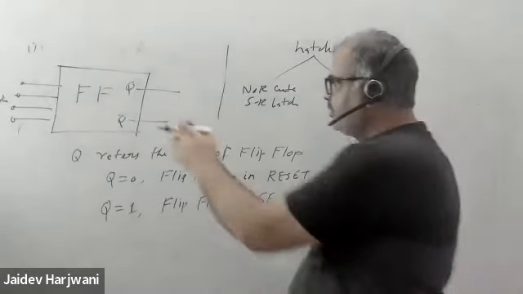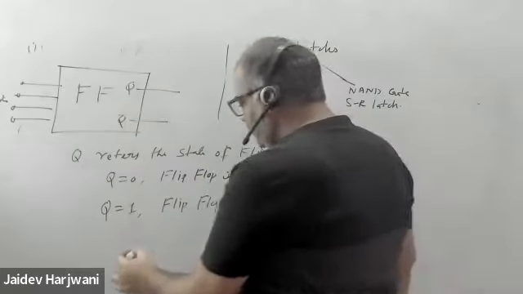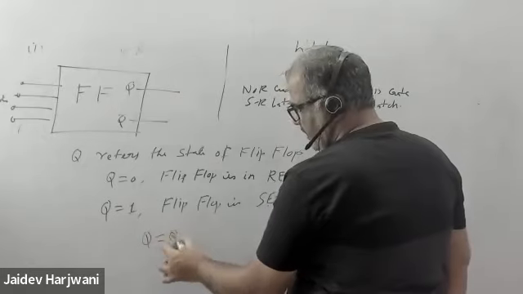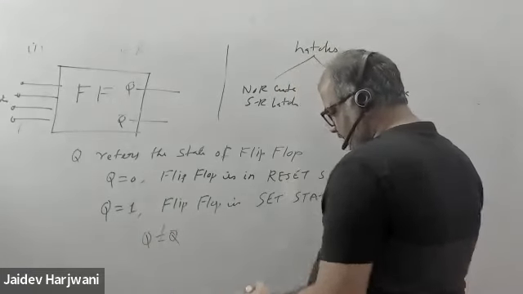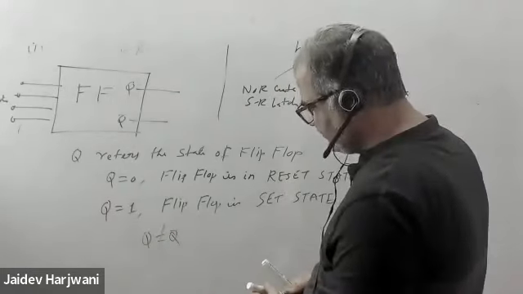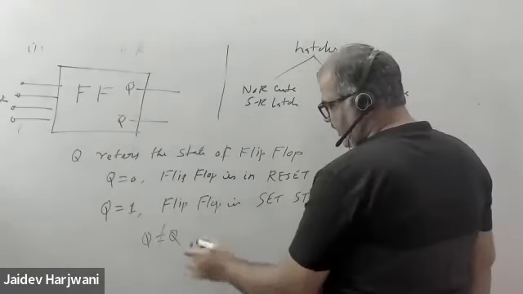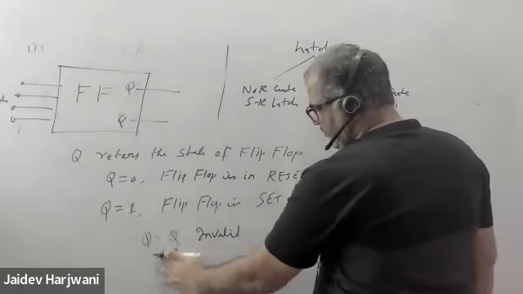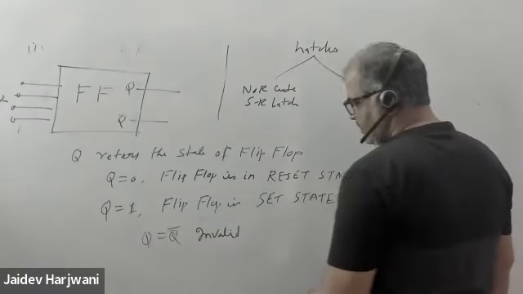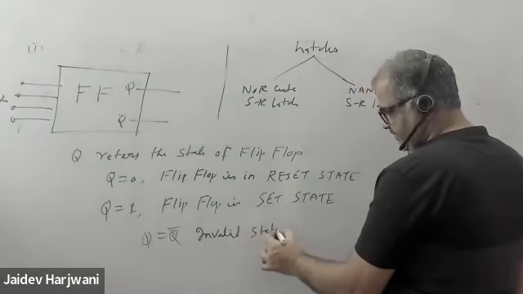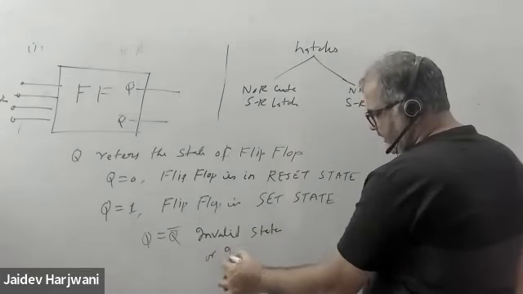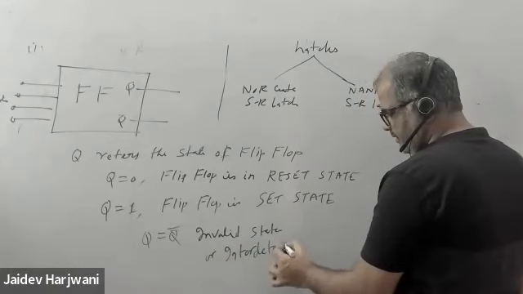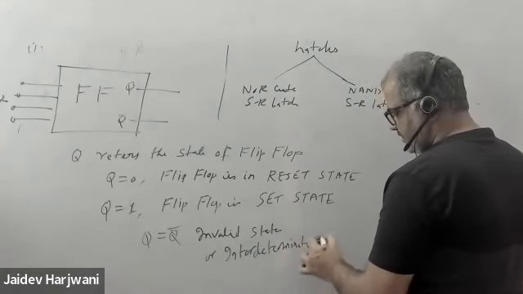Both Q and Q bar cannot be equal. If they become equal, that is called an invalid state, or indeterminate state.